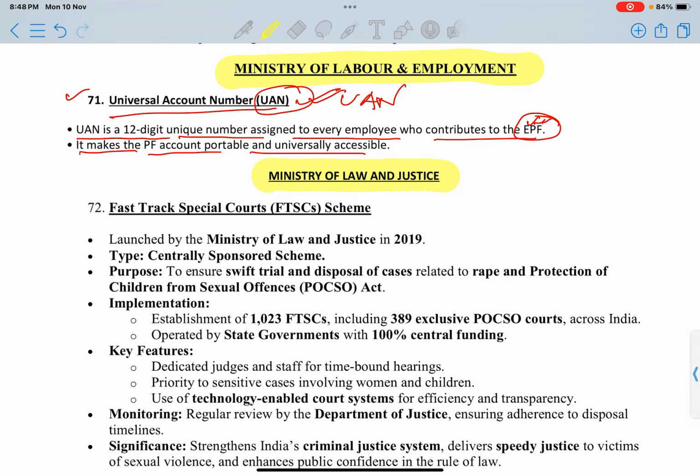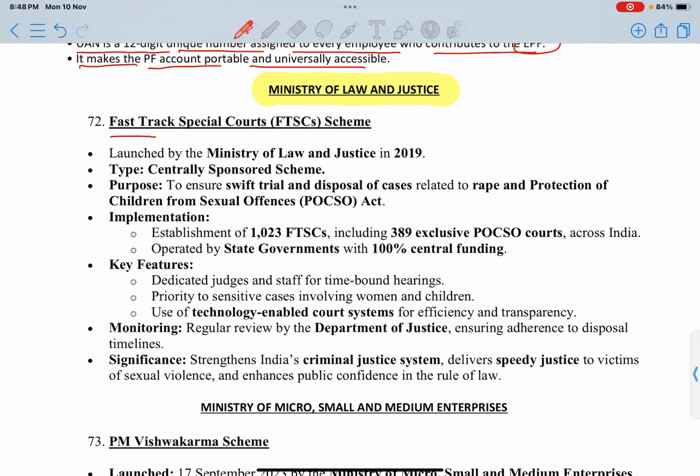Next is Ministry of Law and Justice. Fast track special courts. When you read the newspaper, you often come across this fast track court. What is this? It is a centrally sponsored scheme. Purpose is to ensure swift trial and disposal of cases related to rape and protection of children from sexual offences, POCSO Act. Implementation: established 1023 FTSCs, including 389 exclusive POCSO courts across India. Operated by state governments with 100% central funding.